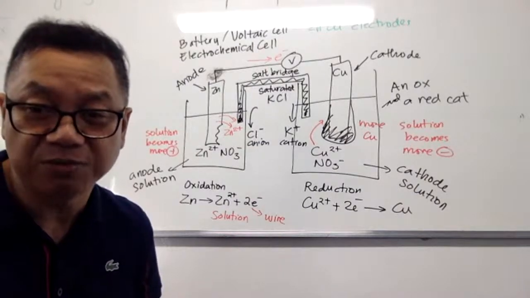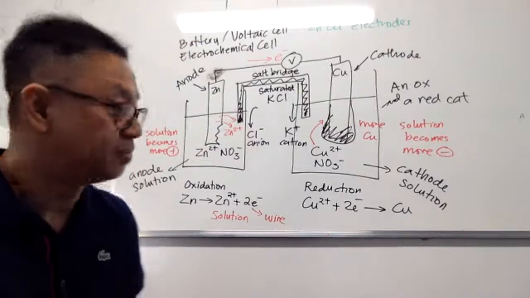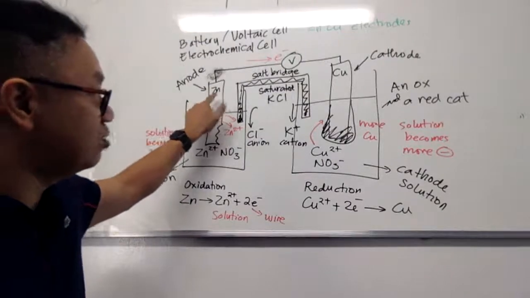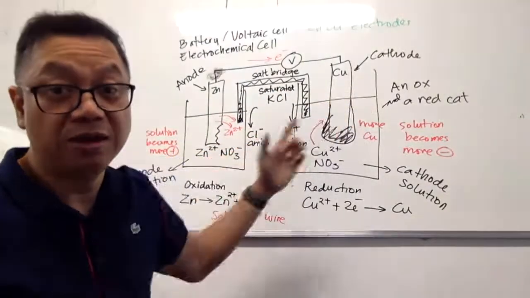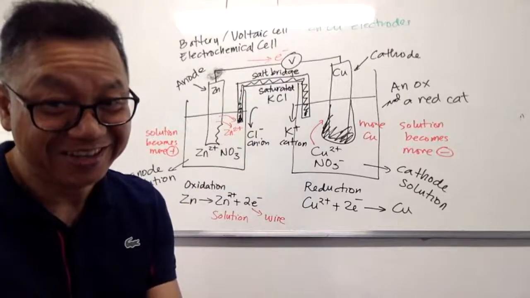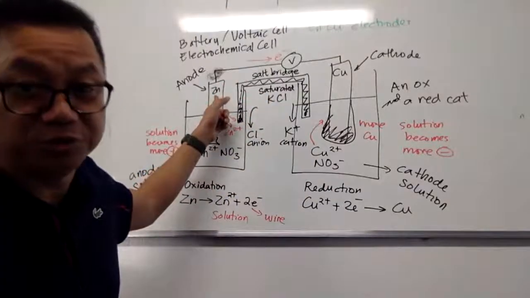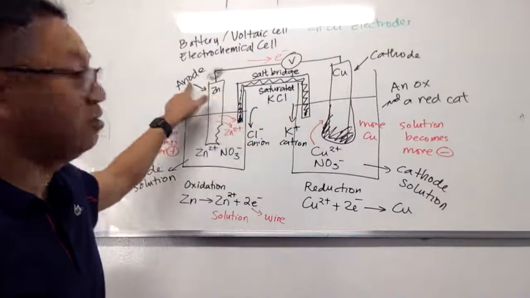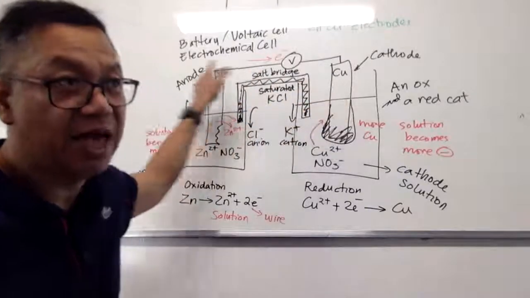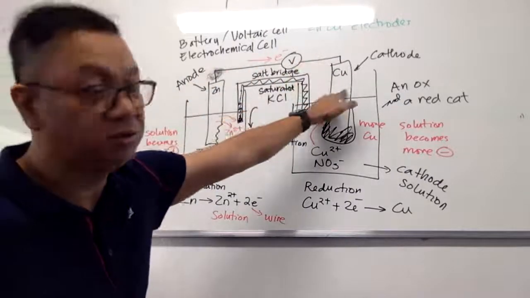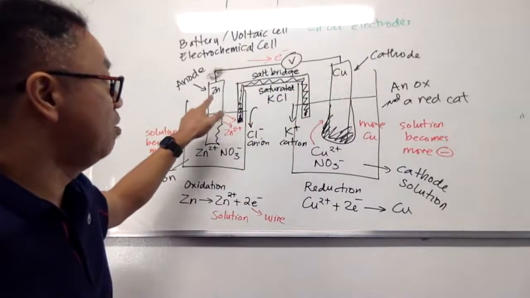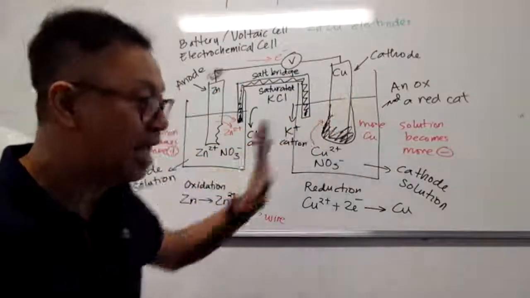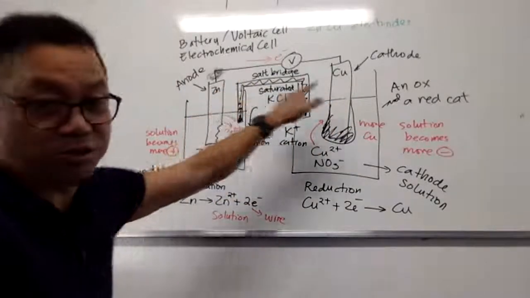Is the arrow always from oxidation to reduction? Yes. Electrons flow from the one that is oxidized to the one that is reduced. Why? Oxidation produces the electrons, so electrons will flow from where they are produced. And reduction happens at the cathode. So remember, an ox, and a red cat. Anode, oxidation; cathode, reduction. It will always flow from anode to cathode, oxidation to reduction.